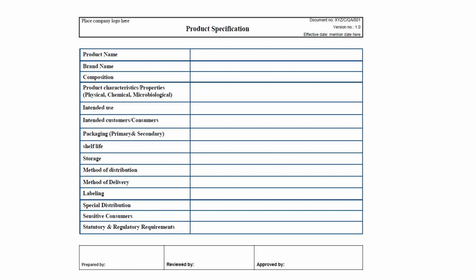And if you don't know how to fill in this format, I will not describe it here again because I already covered this part in the HACCP series. So please go back to my HACCP series and watch the video where I described this product specification.